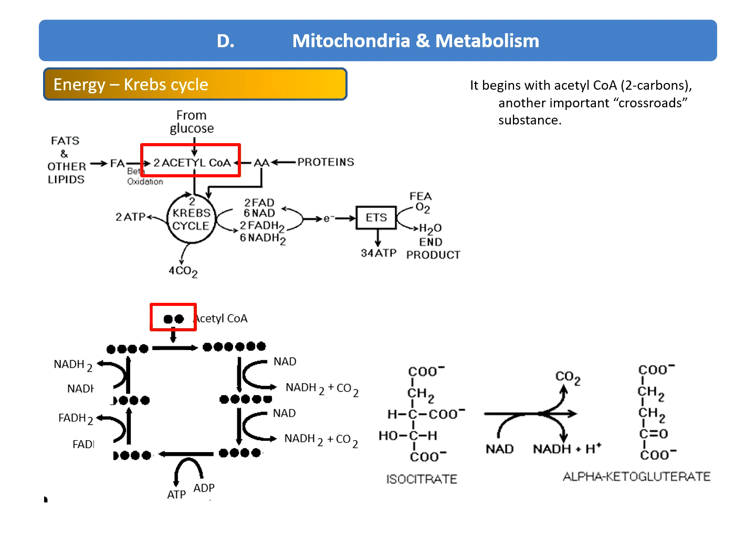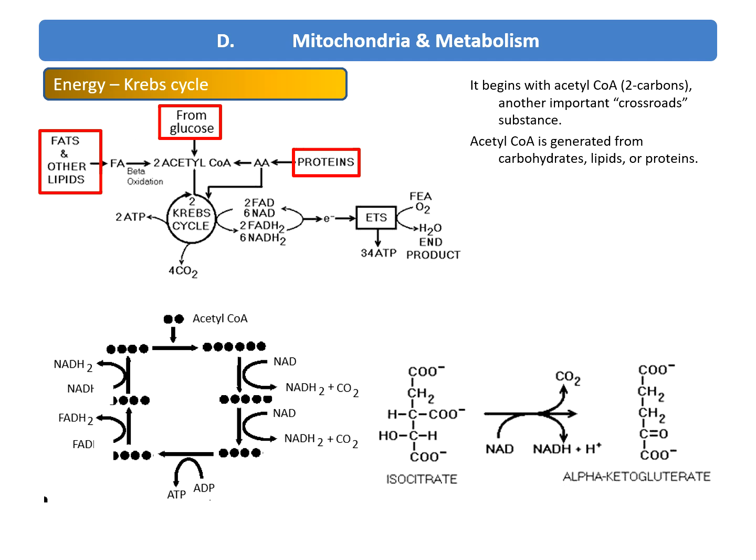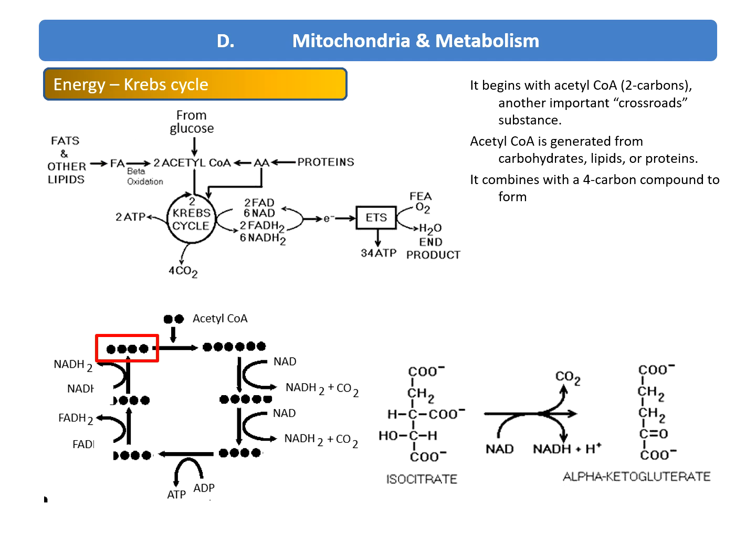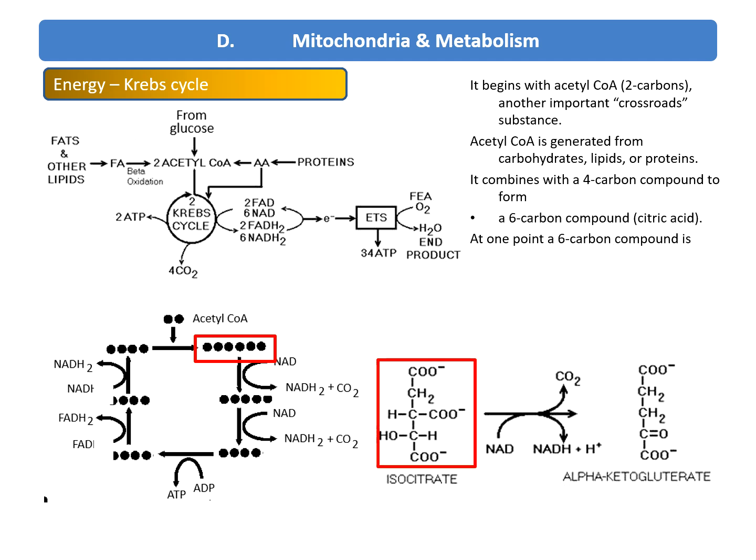Let's begin with acetyl-CoA. This is another important crossroads substance because it can be generated from carbohydrates, lipids, or proteins. It combines with a 4-carbon compound to form a 6-carbon compound. This happens to be citric acid. In fact, the Krebs cycle is often referred to as the citric acid cycle. Citric acid undergoes several changes until it becomes isocitrate, another 6-carbon compound.